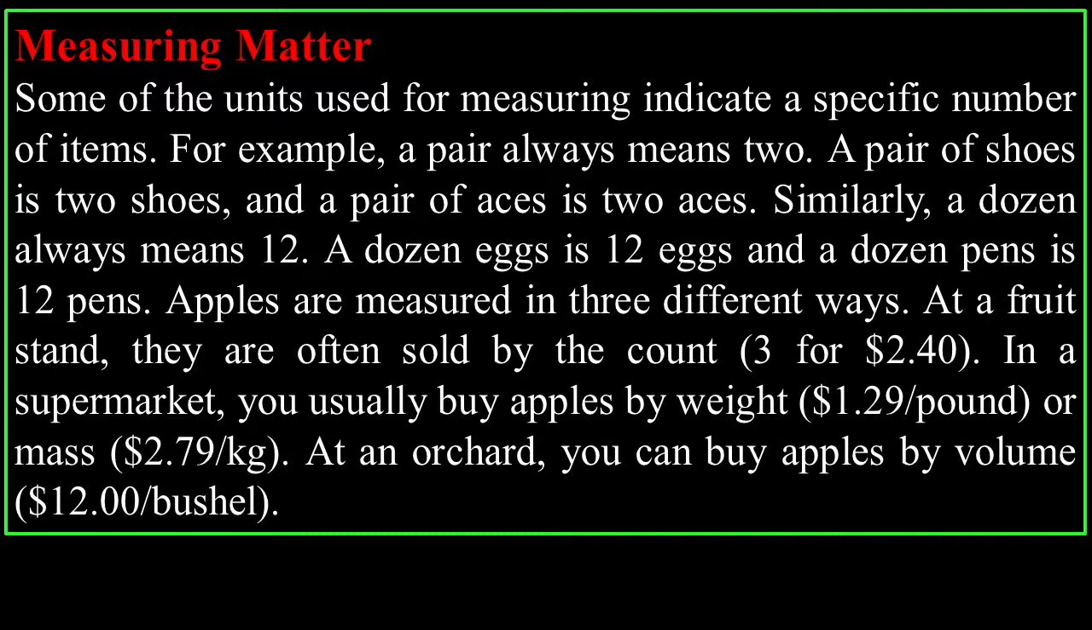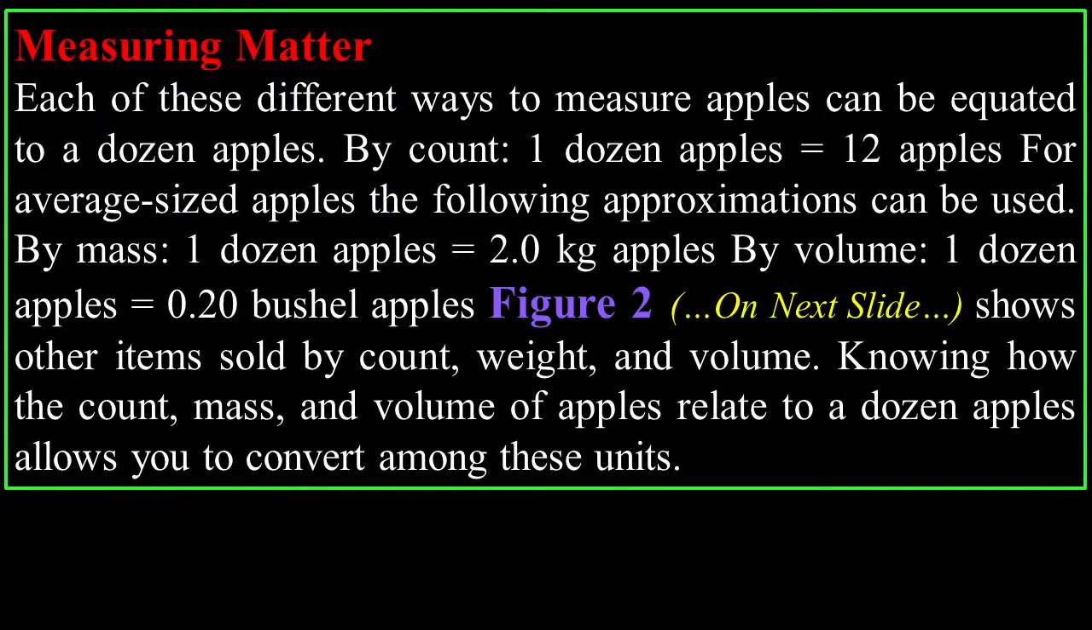At an orchard, you can buy apples by volume, $12 a bushel. Each of these different ways to measure apples can be equated to a dozen apples. By count, 1 dozen apples equals 12 apples. For average-sized apples, the following approximations can be used.